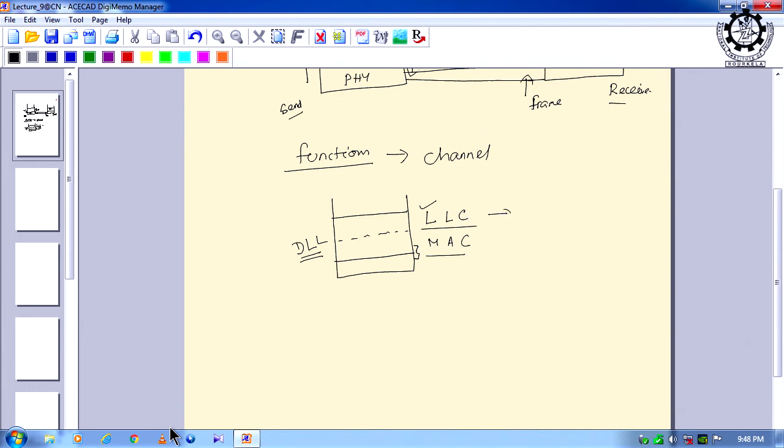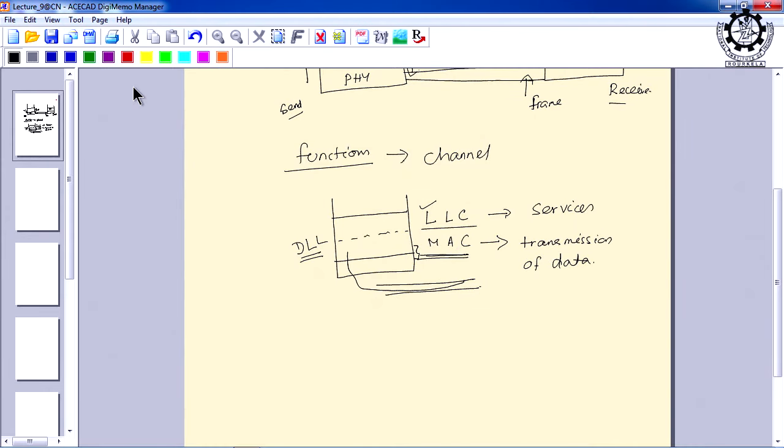While LLC deals with all the services and the functions, the MAC layer deals with the transmission of the data or the frames that it generates. So, when the frames are generated, the frames from the MAC layer go to the physical layer or the transmission media. How a node or a station is assigned a channel or a media is the responsibility of the MAC layer. Consider a point to point communication.